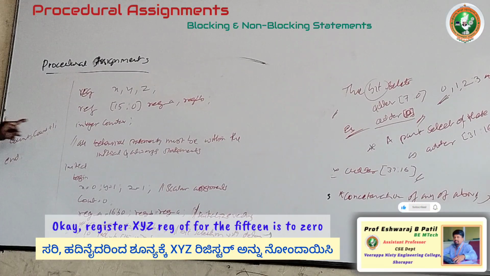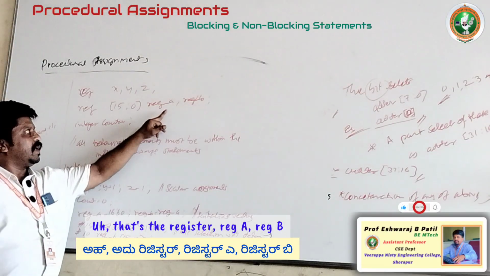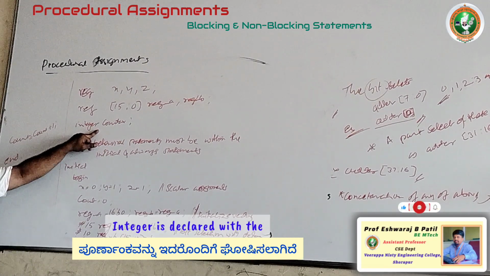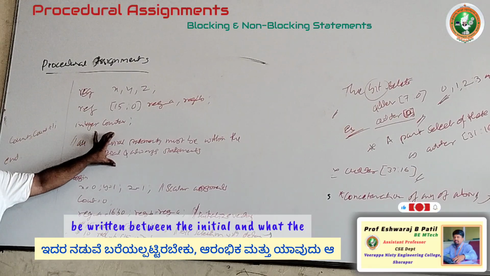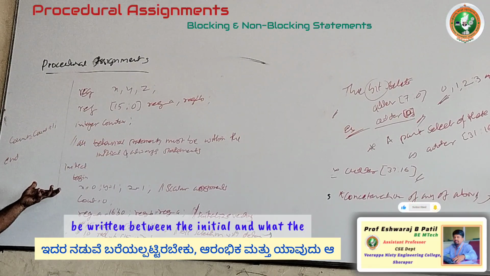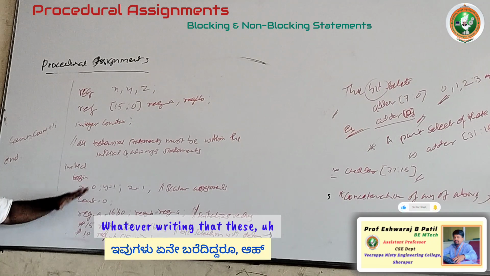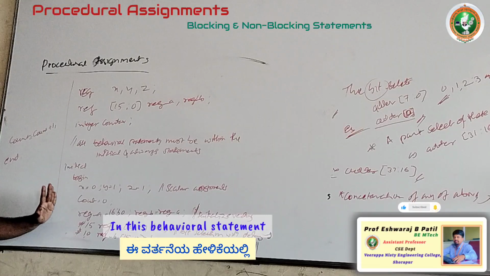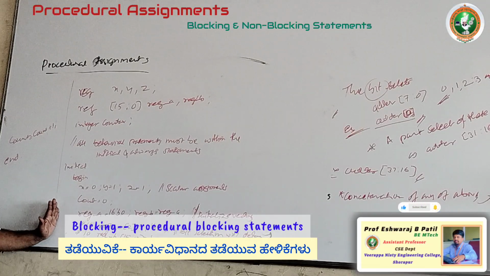Okay, register XYZ, reg of 15:0. That's the register, reg A, reg B. And also integer counter. The counter is declared with integer, and all the behavioral statements must be written between the initial and the always statement. Whatever we write in the initial and always statements are called behavioral statements. In this behavioral statement, we are explaining the blocking procedural statements.